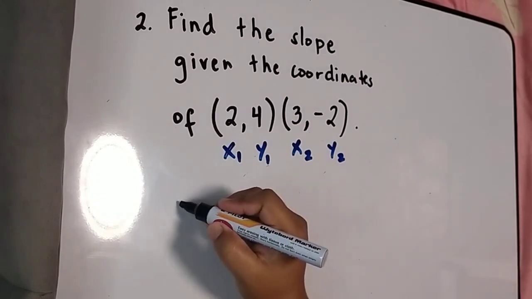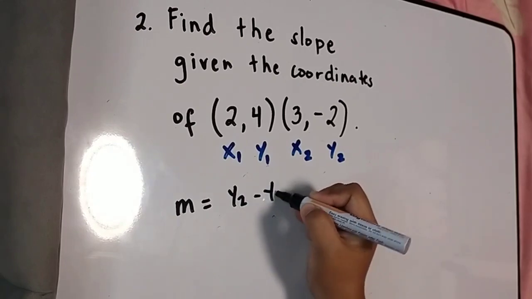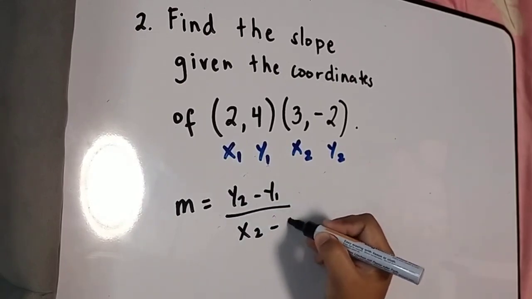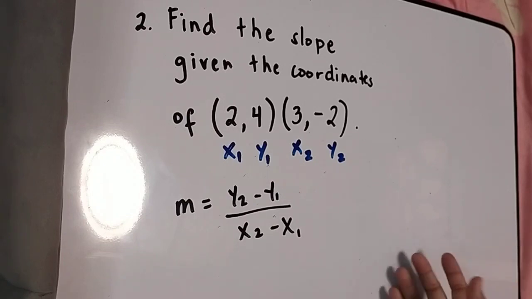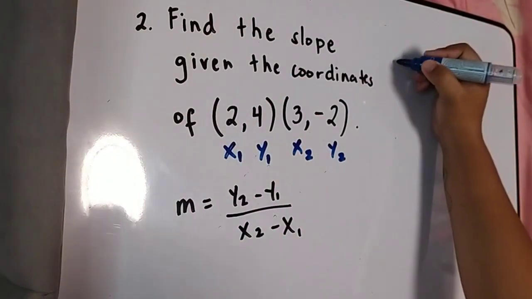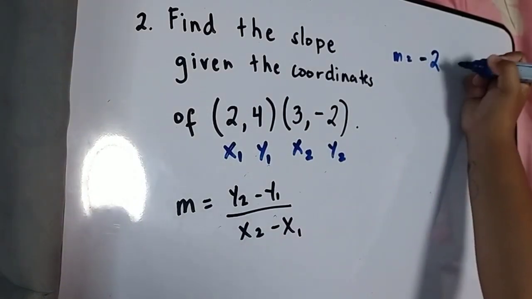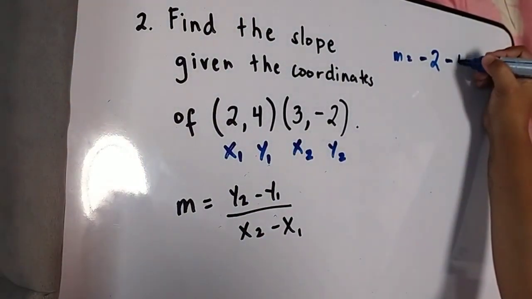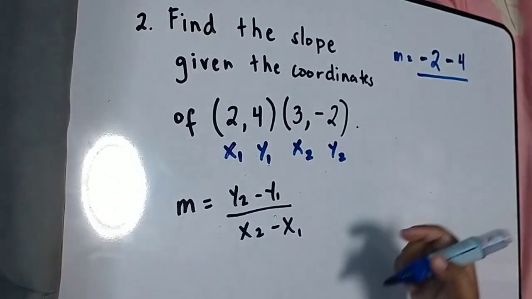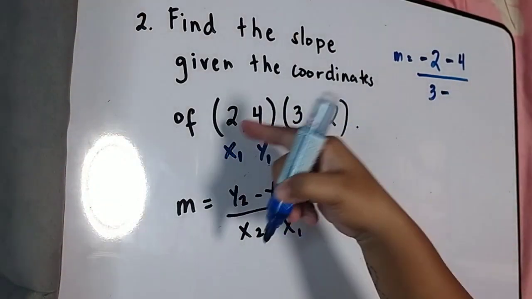Again, the formula is slope or m is equal to y sub 2 minus y sub 1 all over x sub 2 minus x sub 1. Tandaan nyo itong formulang to. Okay, mahalaga yan yung slope. So, now, substitute na natin. So, y sub 2 is negative 2. So, negative 2, then lagi minus. So, negative 2 minus y sub 1 is 4. All over now, x sub 2, you have 3 minus, so minus 2.